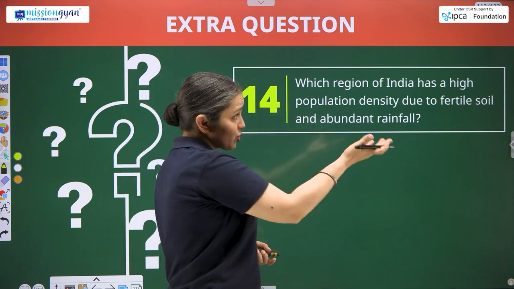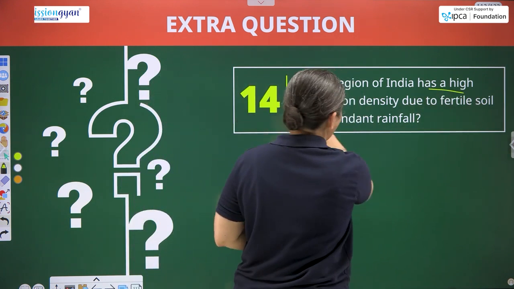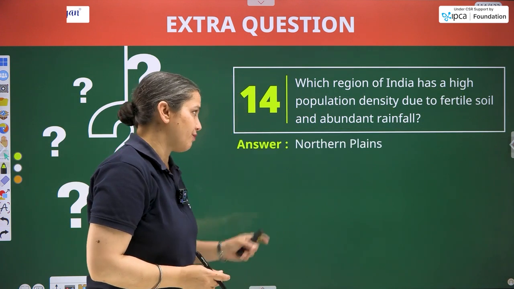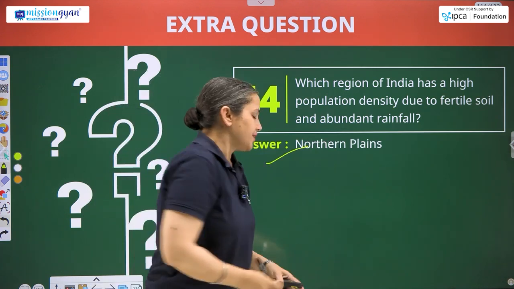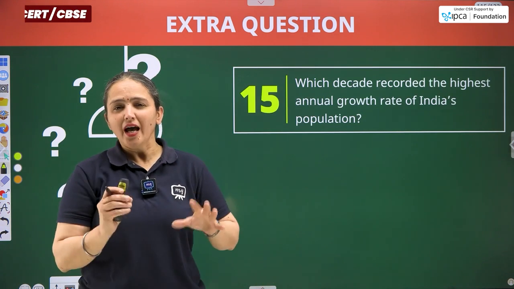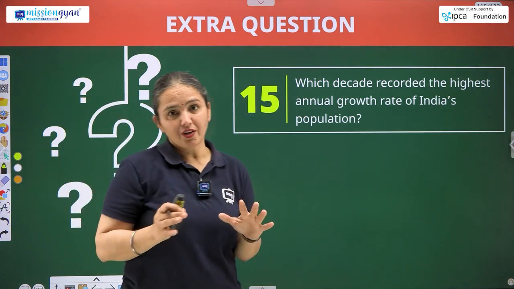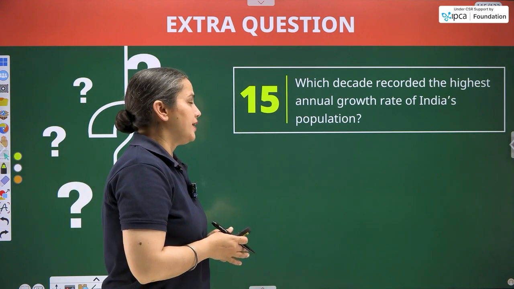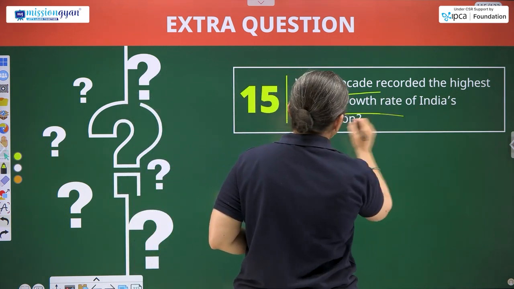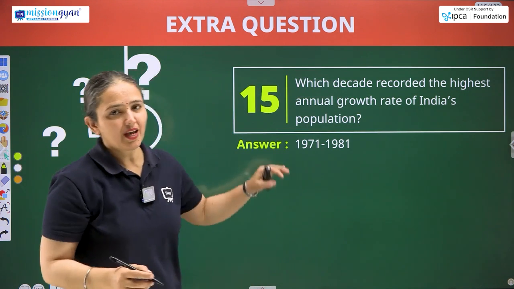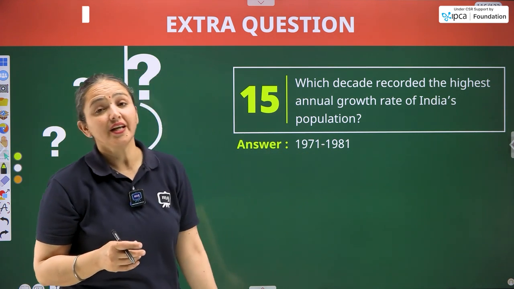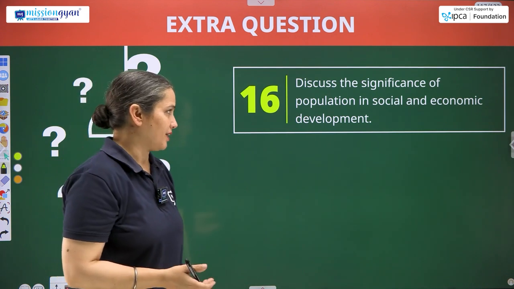Next one. Which region of India has a high population density due to fertile soil and abundant rainfall? These are the northern plains. They provide all types of better opportunities as compared to the other physiographic regions of India. Next, which decade recorded the highest annual growth rate of India's population? That we have discussed, I think, more than twice. It is 1971 to 1981, and thereafter it starts declining.